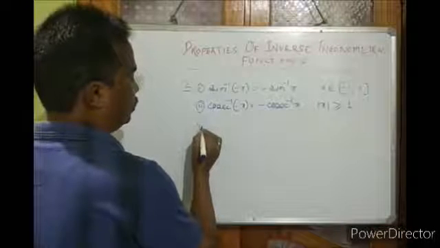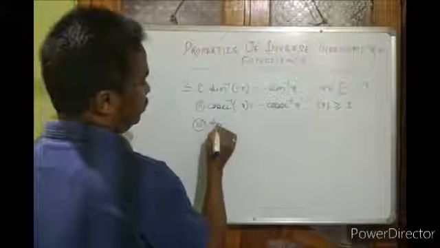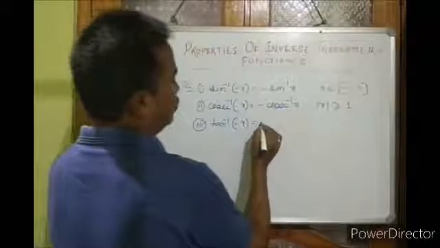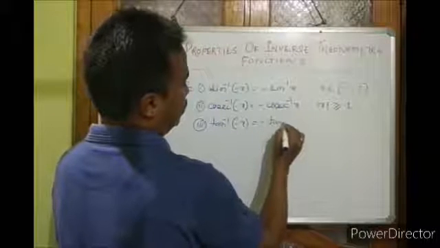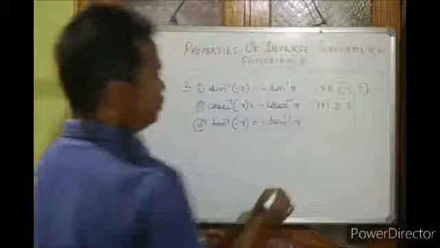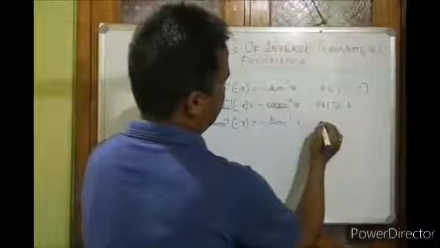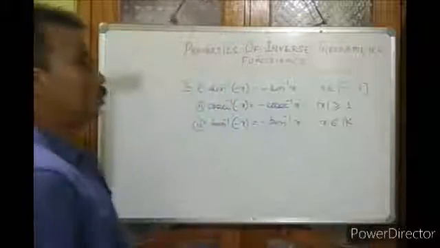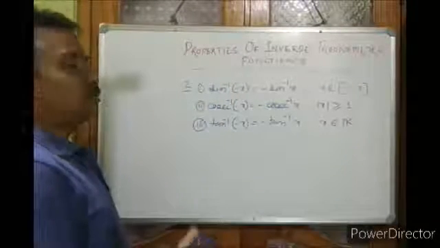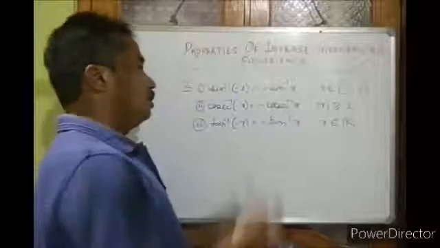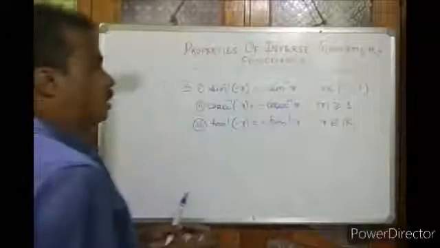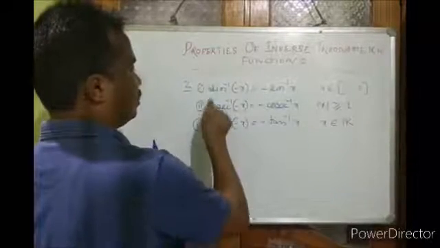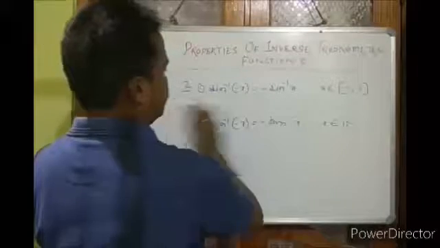And number 3, tan inverse minus x is equal to minus tan inverse x, and the domain of x is the whole set of real numbers R. So the proof is the same as the earlier one. We'll choose any one of them. So let us try this one: sin inverse minus x is equal to minus sin inverse x.